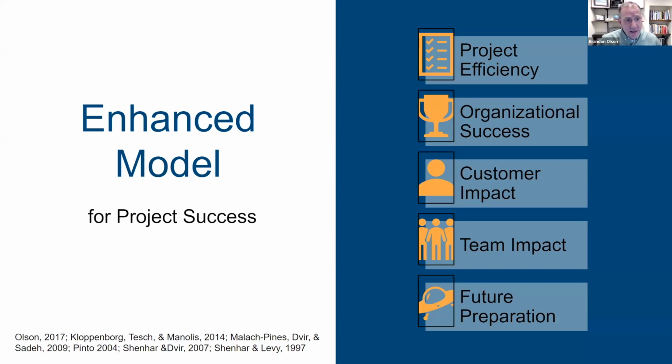Organizational success. This would be the value proposition. How much value and strategic alignment is our project delivering? What does this project do to help the organization? Customer impact looks at our customers, all stakeholders of our project, and whether this helps improve their view of the organization or helps them positively. We're looking at the impact the project deliverables have on that group.